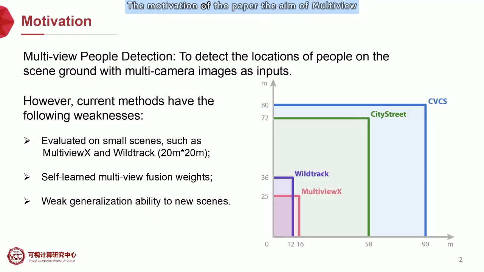The motivation of the paper. The aim of multi-view people detection is to detect the locations of people on the scene ground with multi-cameras as inputs. However, current methods have the following weaknesses.